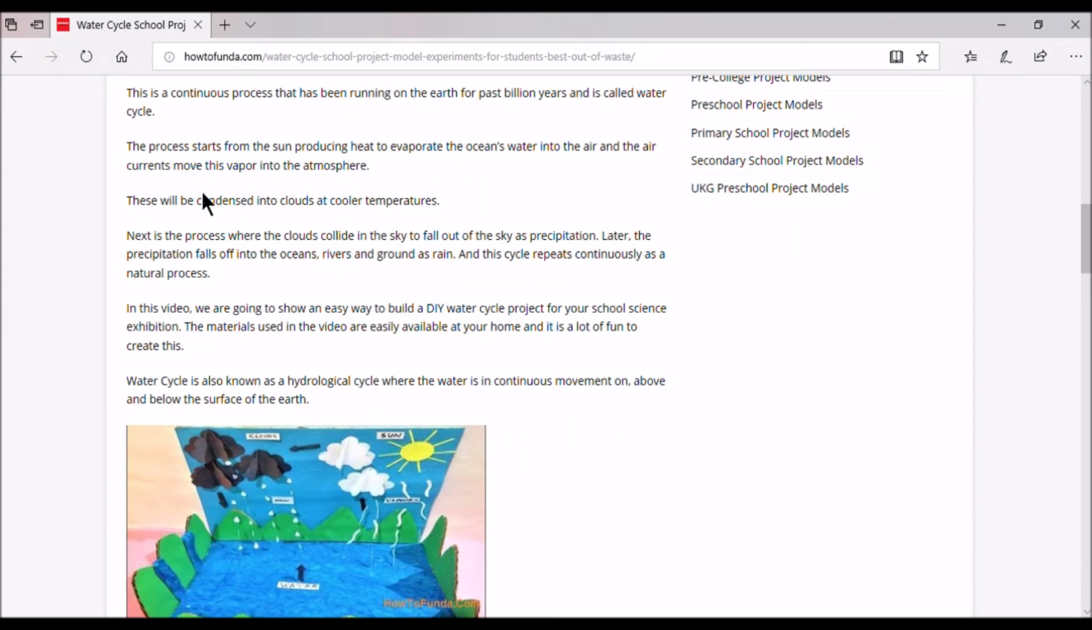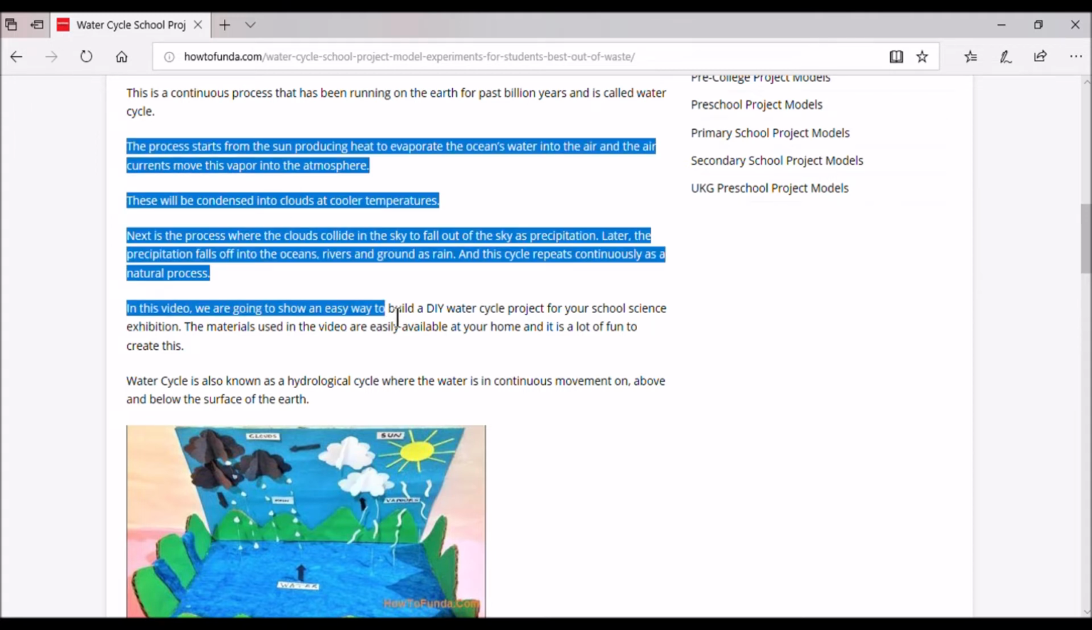So let's understand theoretically how this whole water cycle works. The process starts with the sun producing heat to evaporate the ocean's water into the air, and the air currents move this vapor into the atmosphere. These get condensed into clouds at the cooler temperature. Next, the clouds collide in the sky and fall out of the sky as precipitation. Later, precipitation falls into the ocean, rivers and ground as rain, and this cycle repeats continuously in a natural way.